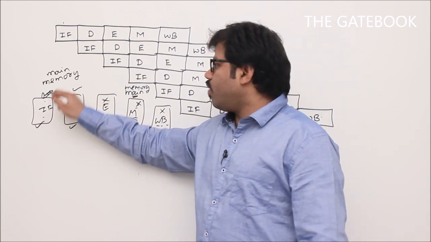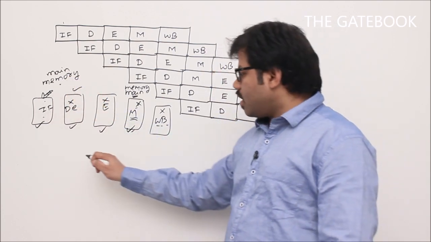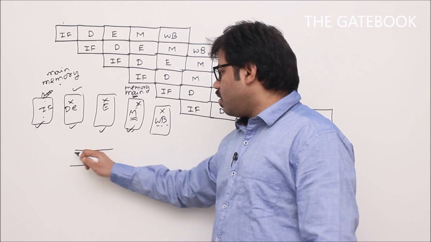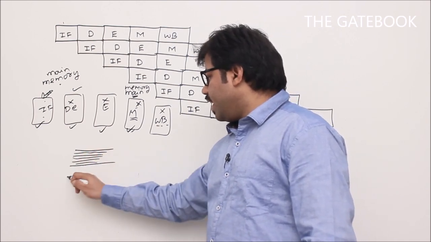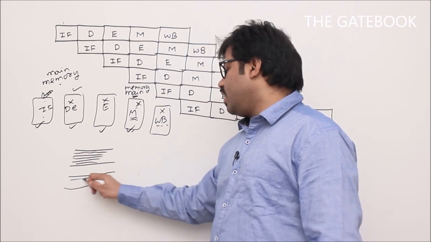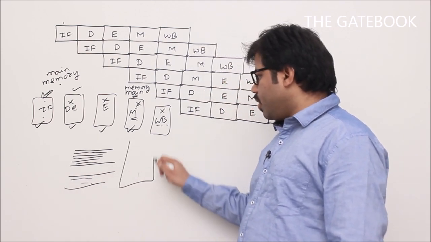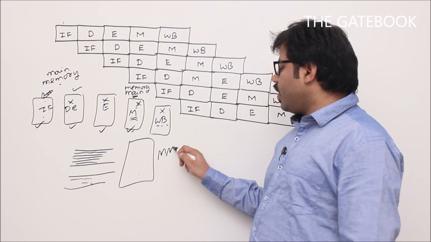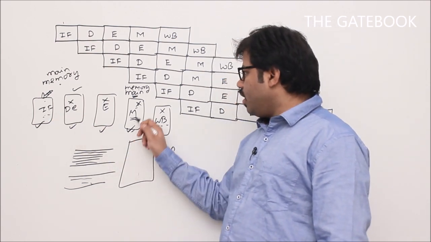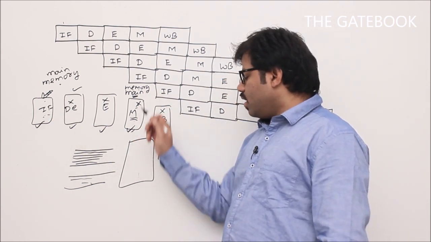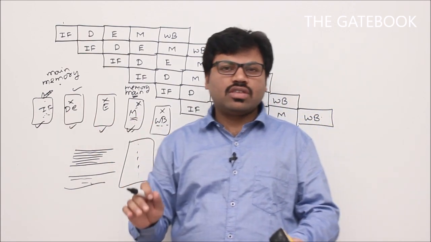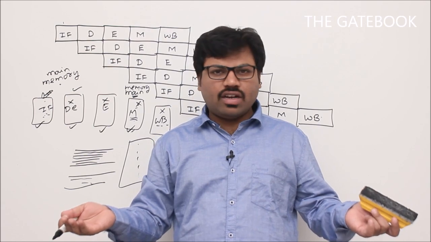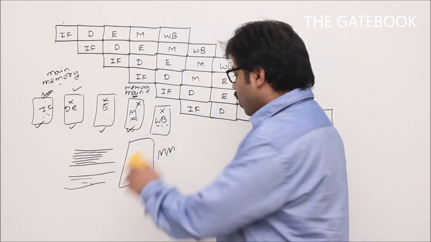Because both require main memory. Let's say this is the memory bus, through which we send the address, and there will be a data bus through which we get the data. This is your main memory. Now the instruction fetch stage and the memory access stage require the same main memory. How can these two circuits work simultaneously? They can't, right?